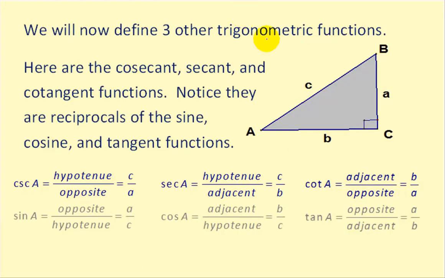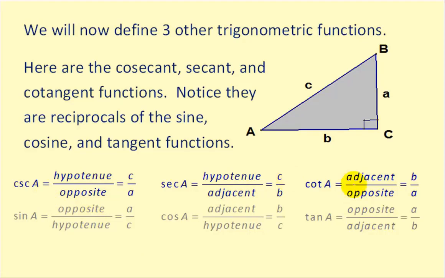Now let's go ahead and define the three other trigonometric functions, and those are cosecant, secant, and cotangent. And what I want you to notice here is these are reciprocals of the sine, cosine, and tangent functions. So cosecant A would be the ratio of the hypotenuse to the opposite side. Remember that sine was opposite over hypotenuse. And the secant of A would be hypotenuse over adjacent, which is reciprocal of adjacent over hypotenuse, which is cosine. And cotangent is adjacent over opposite, while tangent is opposite over adjacent.